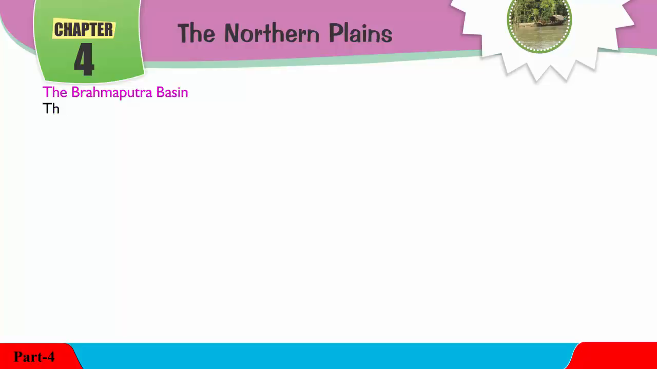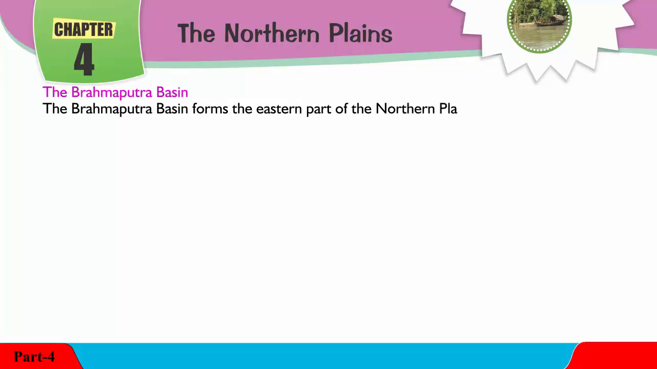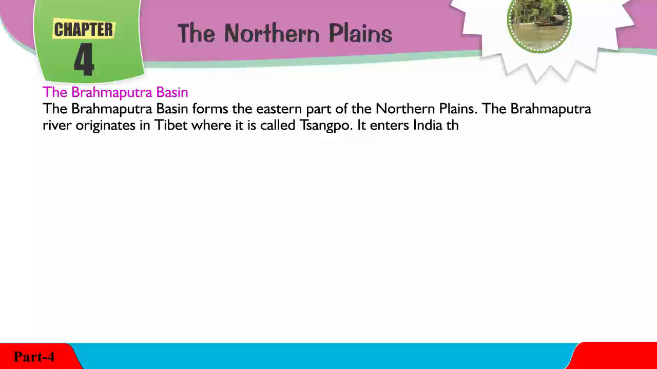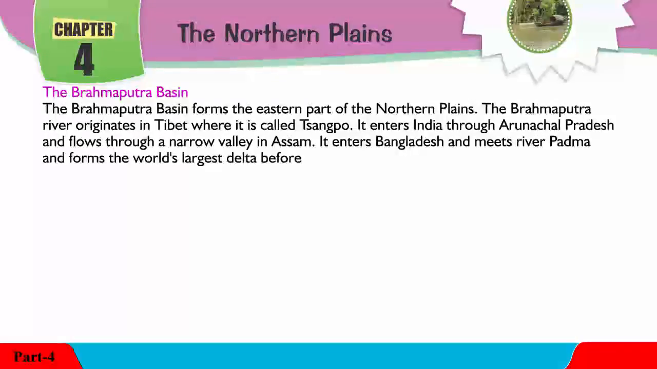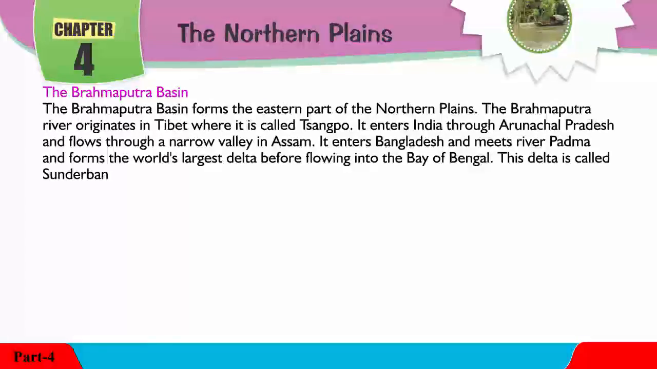The Brahmaputra Basin. The Brahmaputra Basin forms the eastern part of the northern plains. The Brahmaputra River originates in Tibet, where it is called Sangpo. It enters India through Arunachal Pradesh and flows through a narrow valley in Assam. It enters Bangladesh and meets river Padma and forms the world's largest delta before flowing into the Bay of Bengal. This delta is called Sundarbans.